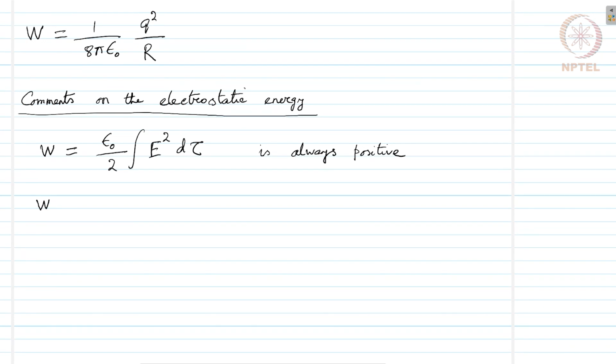From the other expression that we have, work done equals half sum over i equals 1 to n q_i, and the potential due to this charge distribution. This is for the assembly of discrete charges q_i, and this expression clearly suggests that the work done may be positive or negative.